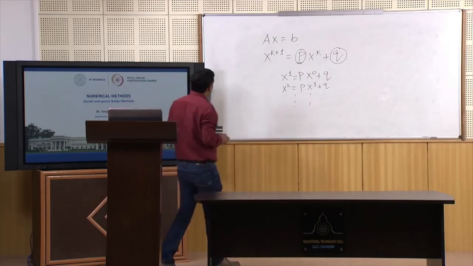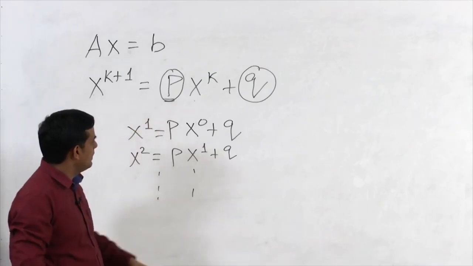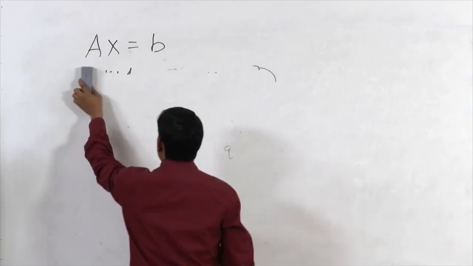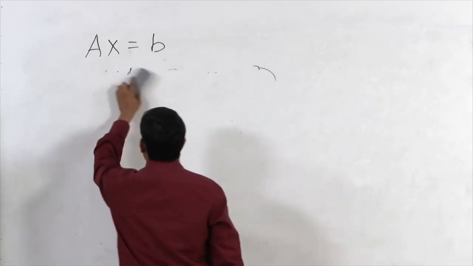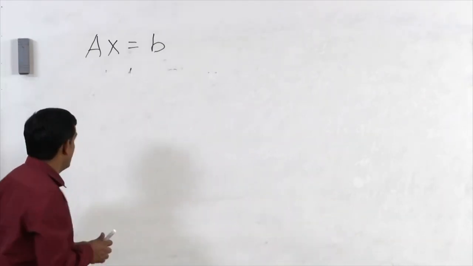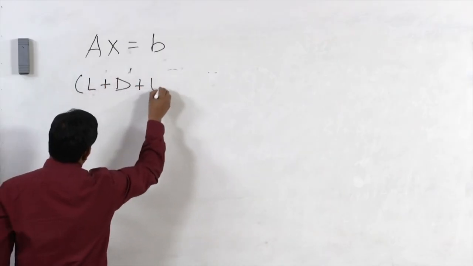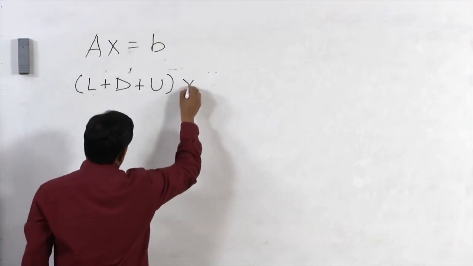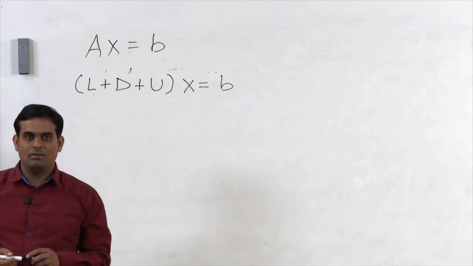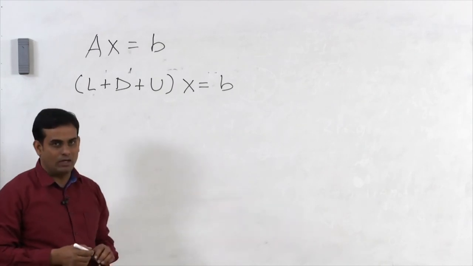Now, how to write this particular matrix P, the iteration matrix, and the column vector Q. As we know, we can always write a given n by n matrix A as the sum of 3 matrices, L plus D plus U, times x equals b, where L is a lower triangular matrix, D is a diagonal matrix and U is an upper triangular matrix.